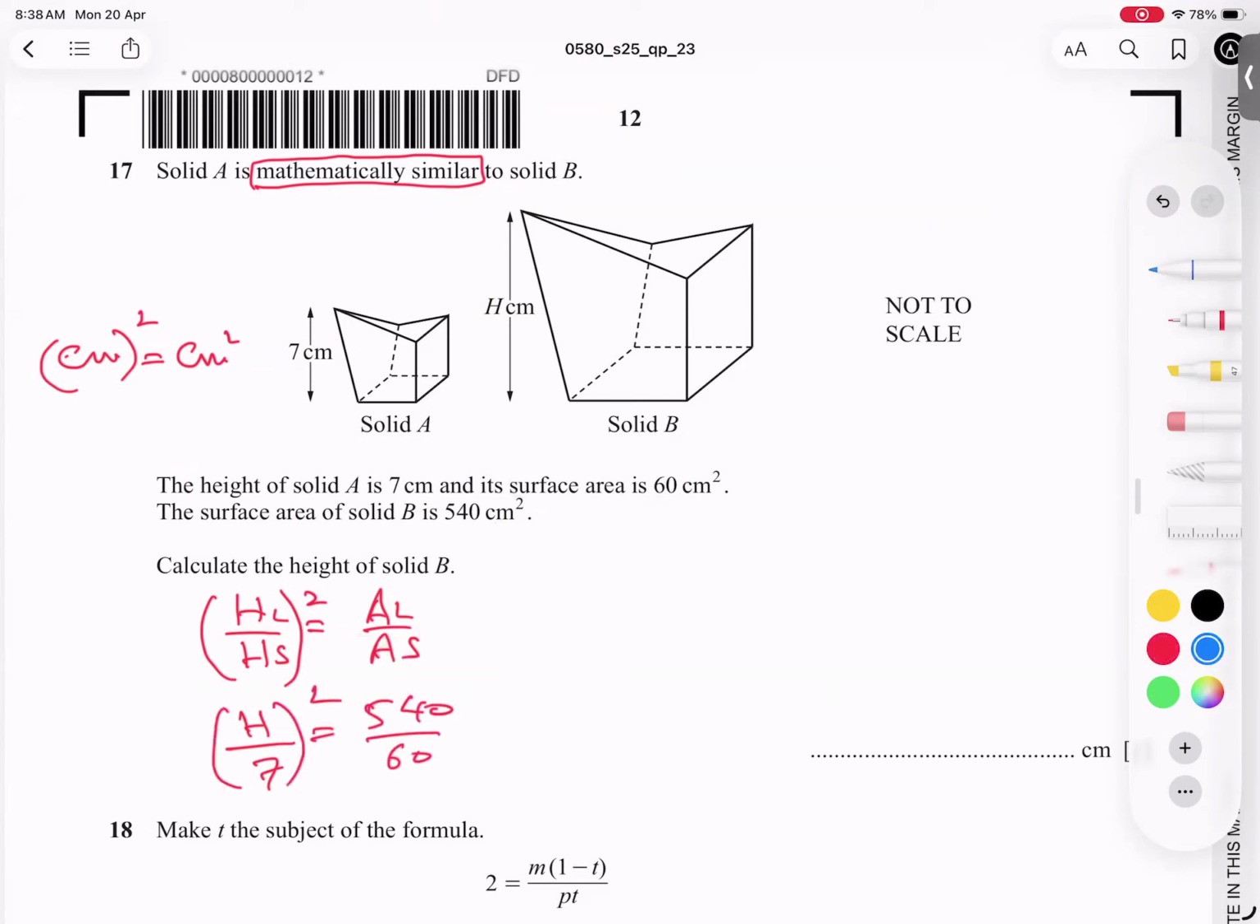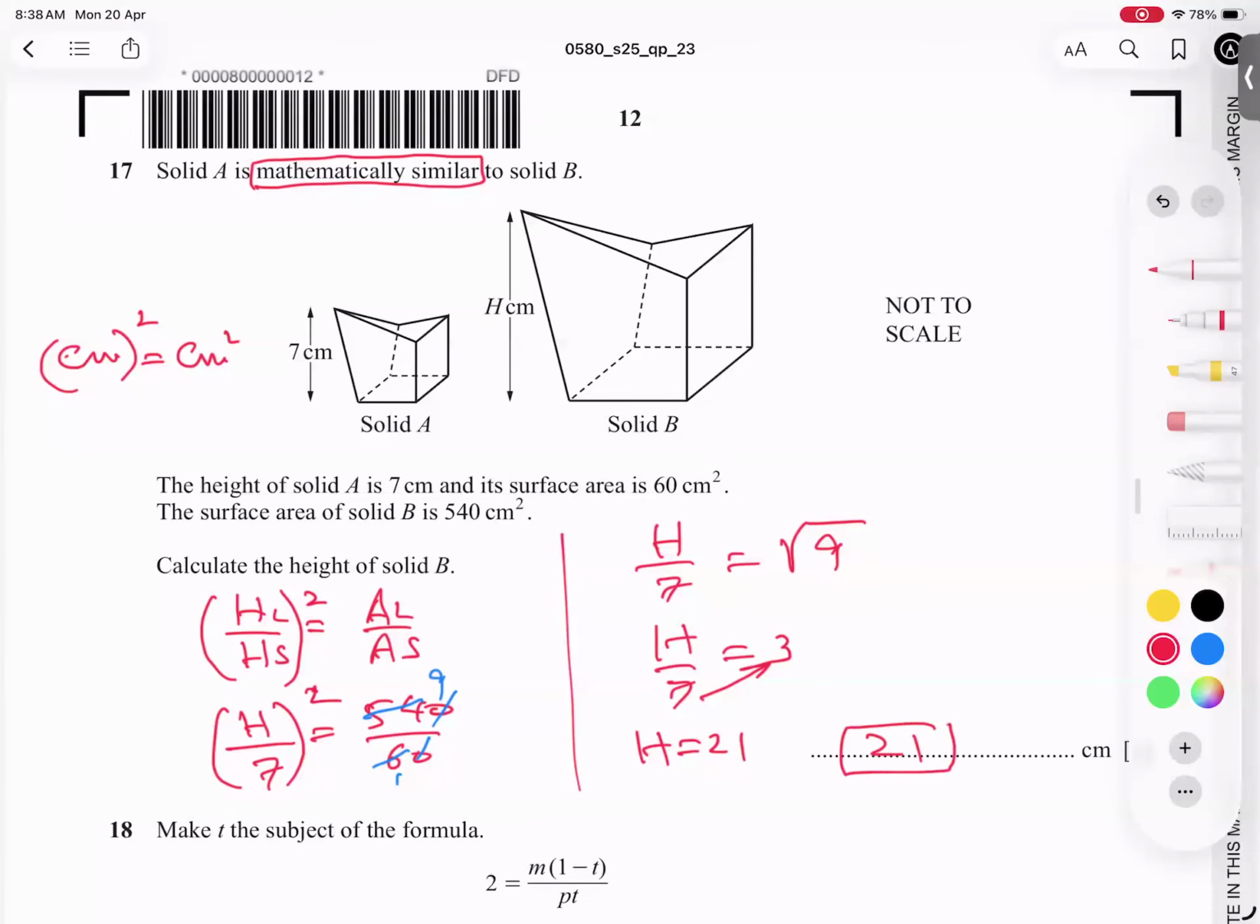So this 0 cancels, and table of 6: 6 nines are 54. So I'm getting here h over 7. And this power 2, when it goes there, it becomes square root of 9. And this is h over 7, 3, and 3 sevens are 21. So we got 21 centimeter. I hope the point is very clear.